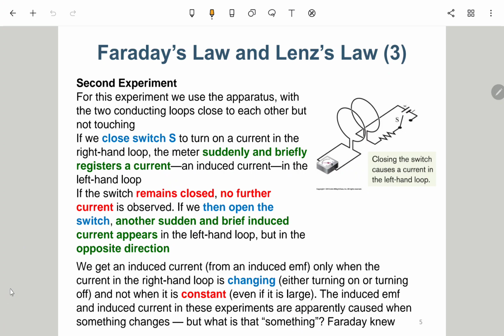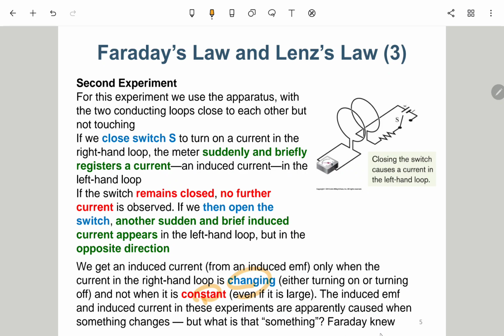So we can get an induced current only when the current in the right-hand loop is changing. Changing is the most important factor here, either turning on or turning off, just like when we move a magnet bar close to the loop or away from the loop, and not when it is constant. 它不动的时候就不会有。And then the induced EMF and induced current in this experiment are apparently caused when something changes. But what is that something?